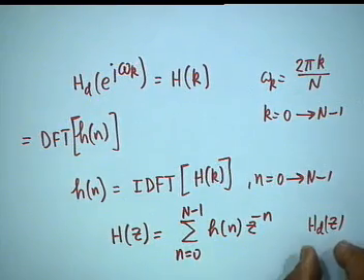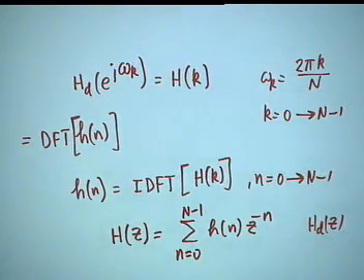Why not? Because H d of e to the j omega was not specified to be a finite impulse response. We simply said that it is periodic. It is an arbitrary specification. It can be satisfied by FIR, can be satisfied by IIR, but there is no label on H d of e to the j omega. Agreed? And therefore, if you invert H d of e to the j omega, you get small h d of n, which will in general be of infinite length. You are getting a finite length through the artifice of DFT, discrete Fourier transform.